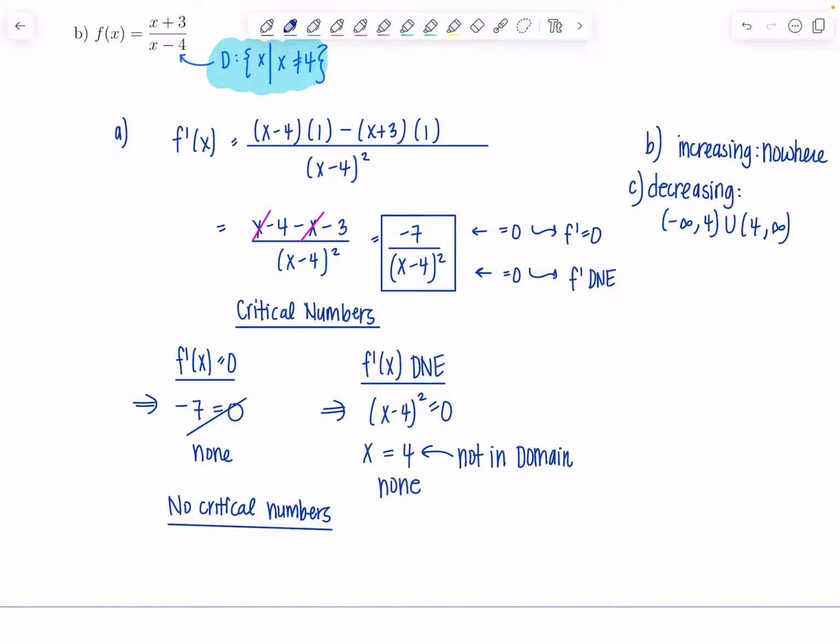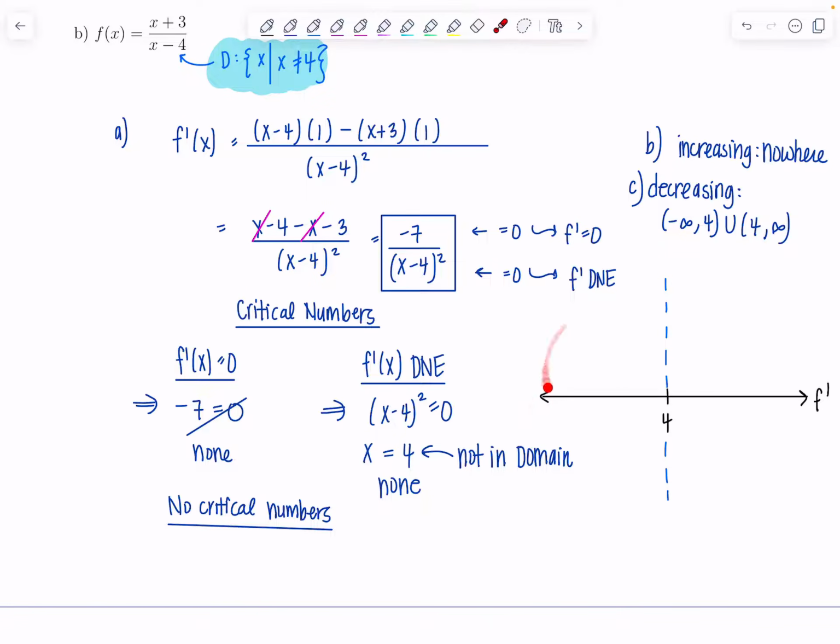Okay, perfect. Now, you can still make a number line for this situation. If you're like, I would not have noticed that it's always negative. No problem. You make a little number line, call it f prime. Since we have this domain restriction at x equals 4, remember back to when we were studying rational functions, that means there's a vertical asymptote at x equals 4, yes? So you're going to add that on. That's important. And then you check the sign of f prime on either side of that vertical asymptote.